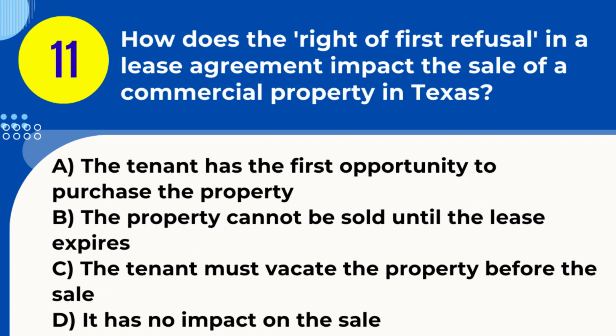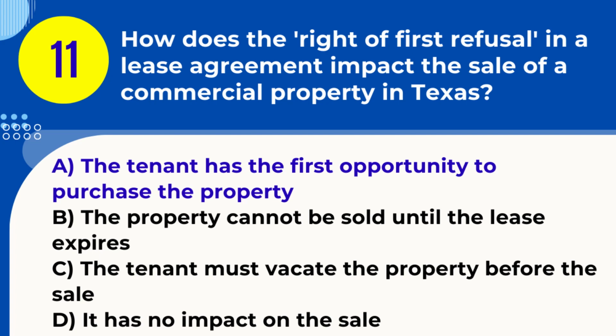Question 11. How does the right of first refusal in a lease agreement impact the sale of a commercial property in Texas? A. The tenant has the first opportunity to purchase the property. B. The property cannot be sold until the lease expires. C. The tenant must vacate the property before the sale. D. It has no impact on the sale. Answer. A. The tenant has the first opportunity to purchase the property.